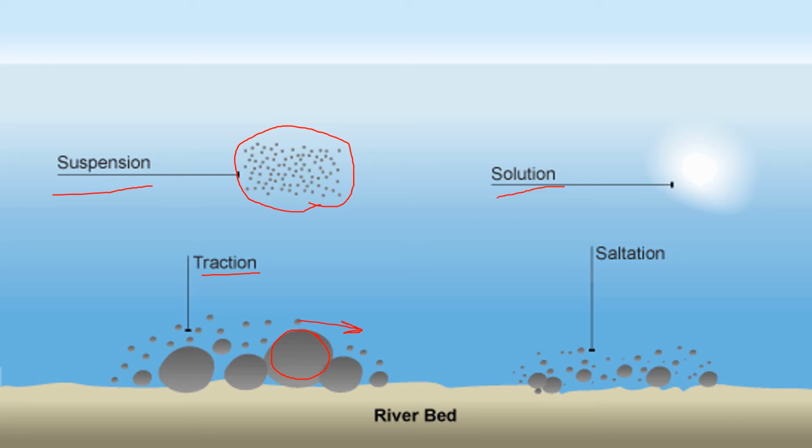Solution just means the chemicals which are in the water being moved down through the river itself. So these chemicals, which are also doing the job of eroding, as we talked about in earlier PowerPoints, are also moved. And then saltation is simply smaller pebbles and stones skipping along the riverbed in exactly the same way as traction, but we're just talking about smaller material here.